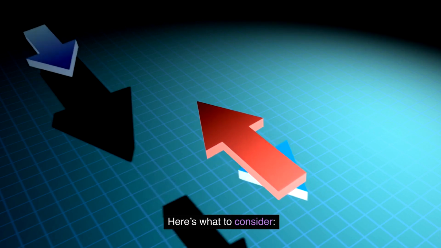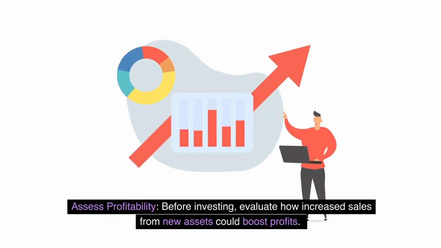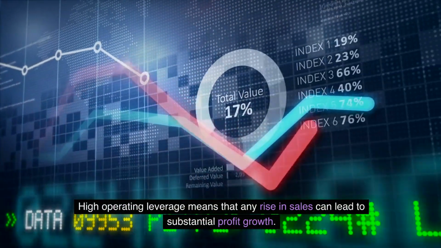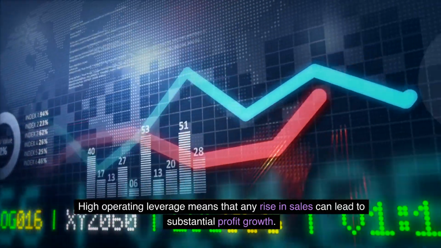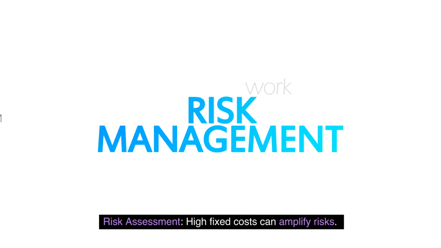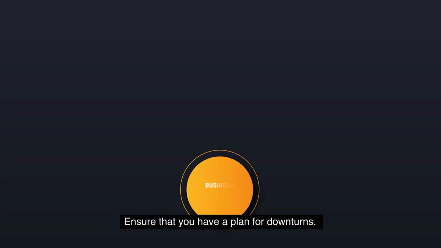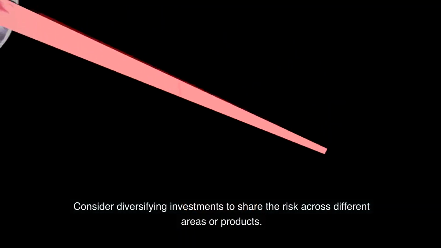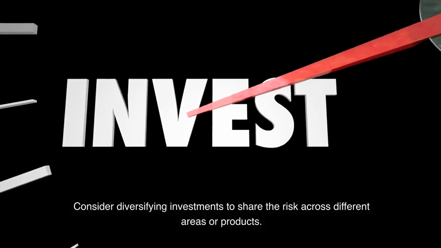Here's what to consider. Assess profitability. Before investing, evaluate how increased sales from new assets could boost profits. High operating leverage means that any rise in sales can lead to substantial profit growth. Risk assessment. High fixed costs can amplify risks. Ensure that you have a plan for downturns. Consider diversifying investments to share the risk across different areas or products.